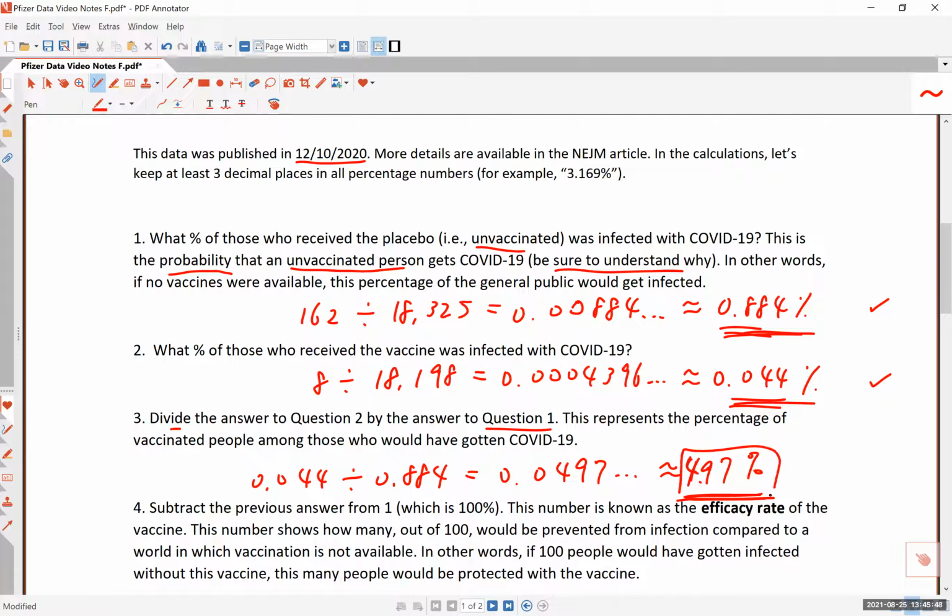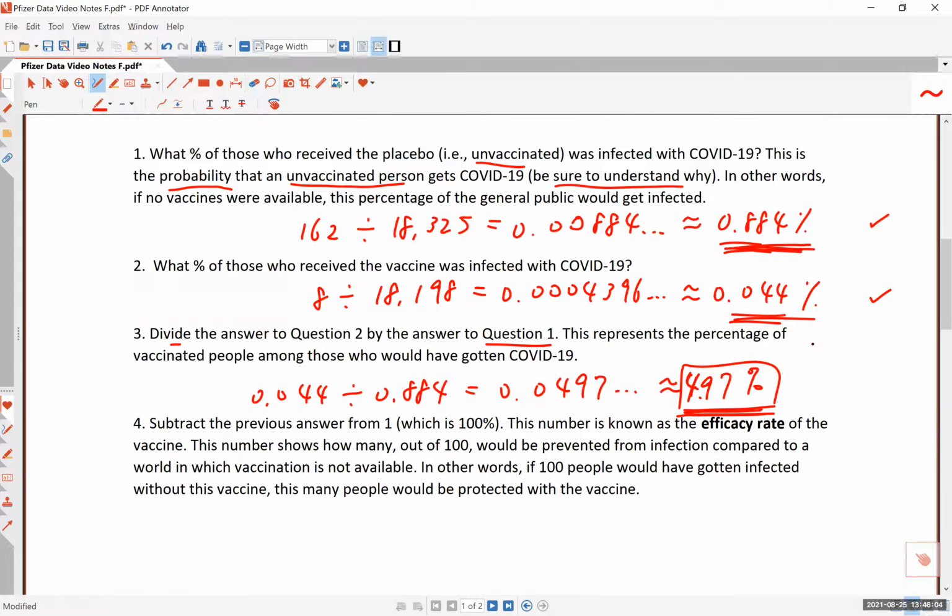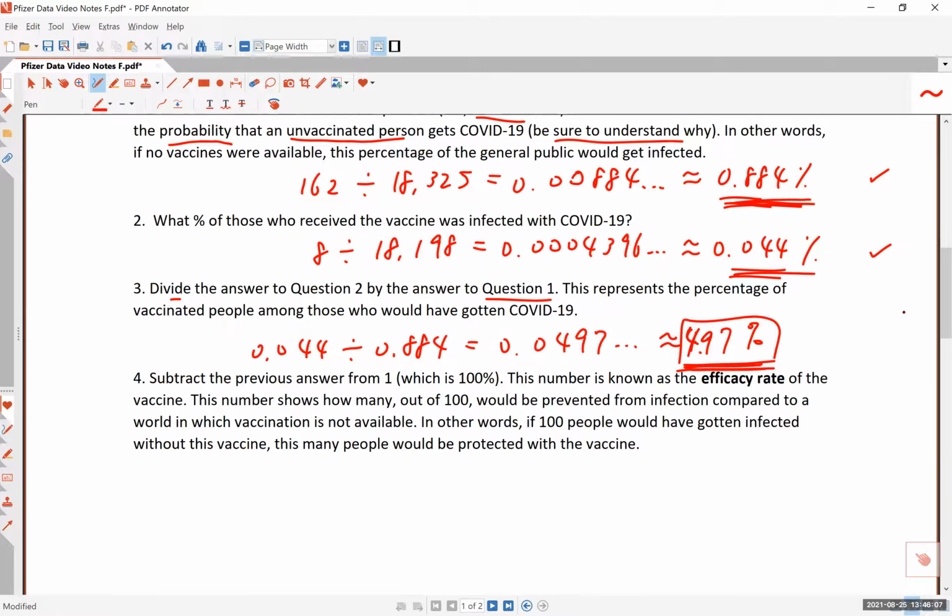And what this says is 4.97% of those who would have gotten infected without the vaccine would still get infected with the vaccine, okay? It's important for you to understand and interpret these numbers correctly. All right, now finally, to get the efficacy rate, we subtract this from 100%, all right? So 100 minus 4.97% is going to give you 95.03%, okay? And so that is called the efficacy rate. Right? It's easy to calculate this.